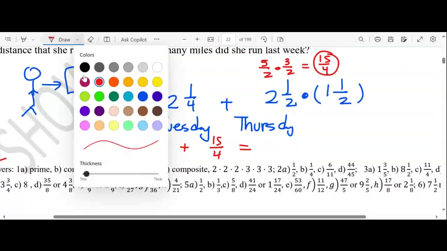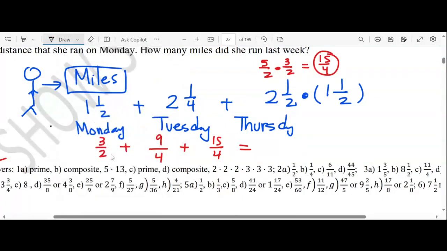So I have to multiply the 2 times what? 2, correct? If you multiply the bottom, you multiply where? In the top. So 2 times 3, how much? 6 over 4. Plus 9 over 4. Plus 15 over 4. Are you lucky now? 6 plus 9 plus 15, 30.